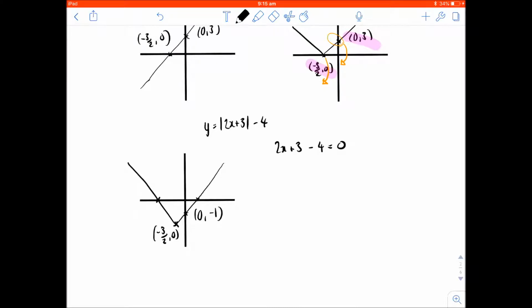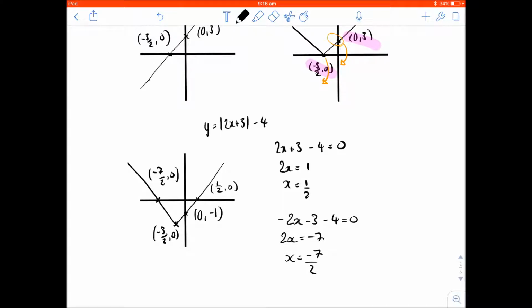So if I take the 4 over and the 3 over, that is 2x = 1 and x = 1/2. Sorry, positive a half. So looking at that, that's going to be this value here. So we've got (1/2, 0). But because we've got the modulus, we've got to look at the negative version of it as well. So -2x - 3 - 4 = 0. So 2x = -7 and x = -7/2, and that is my other solution here, (-7/2, 0).